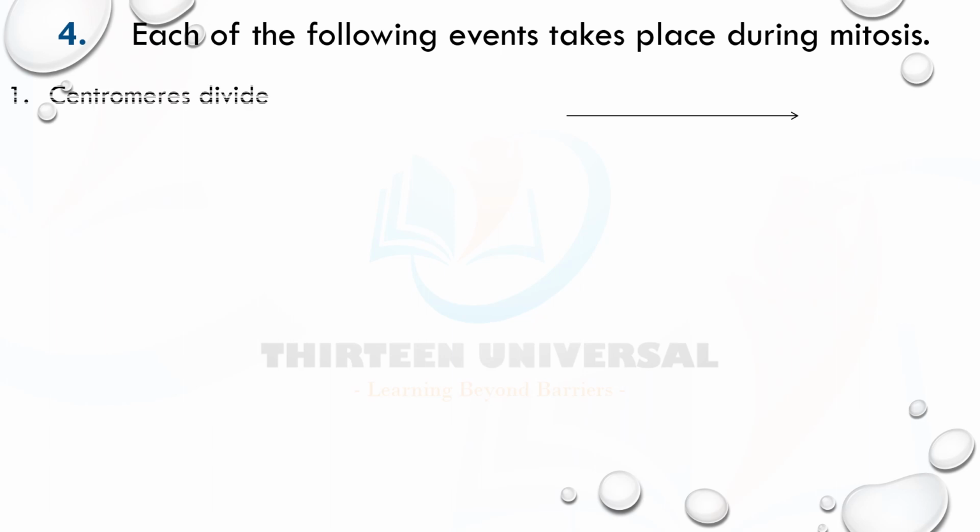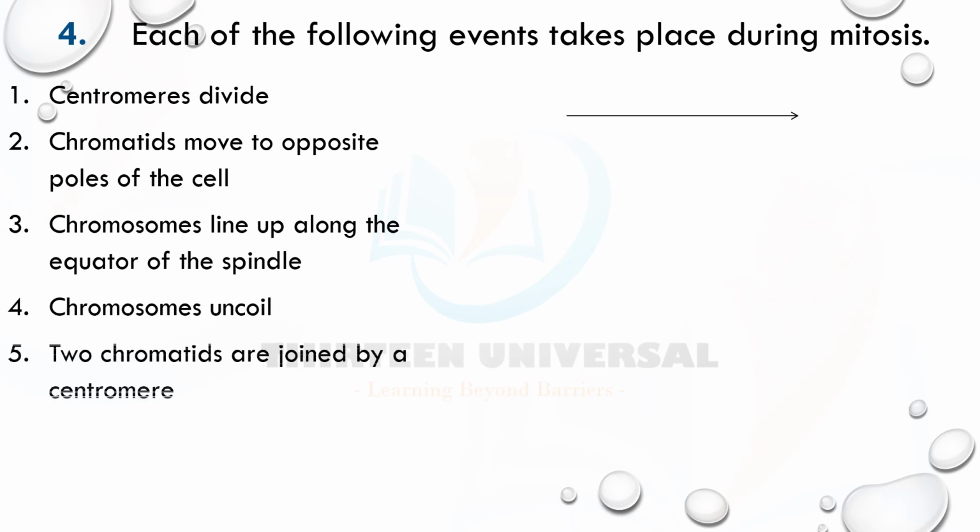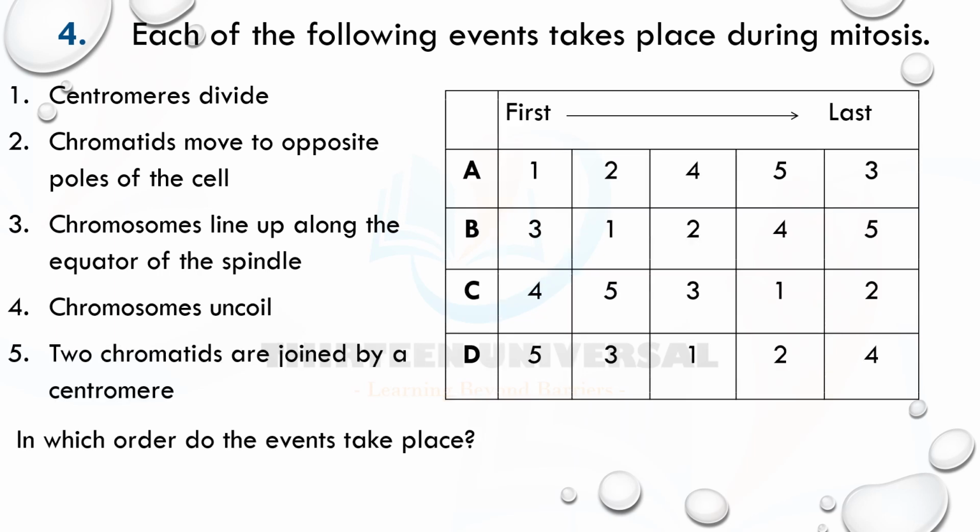Each of the following events takes place during mitosis. Look at the events. Pause this video and try this out, guys. This is a sequence of events. The first one says centromere divides. The question says, in which order do the events take place? So we're going to look for the one that has to do with prophase.